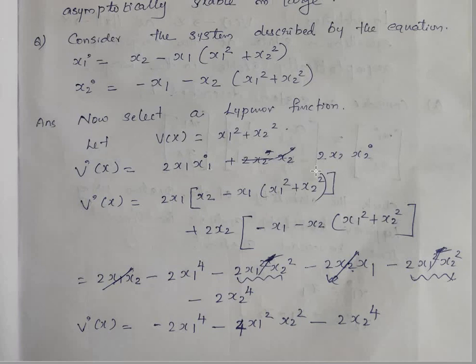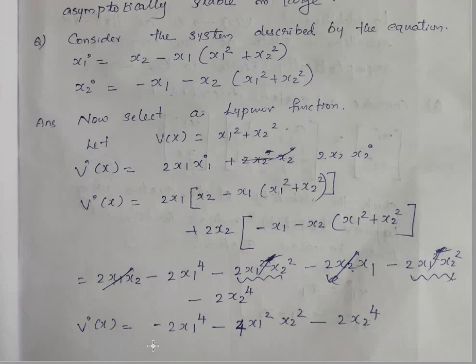It will be 2x1 x1 dot plus 2x2 x2 dot. Now substitute x1 dot and x2 dot: x1 dot from this equation and x2 dot from this equation. If you substitute, we will get an equation like this.